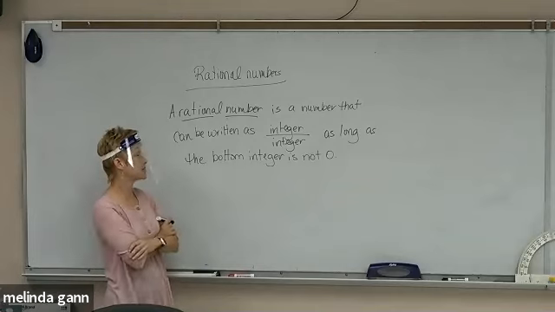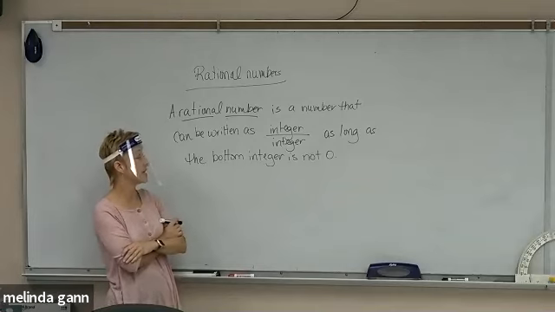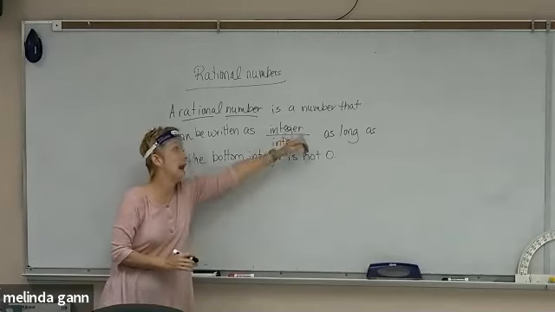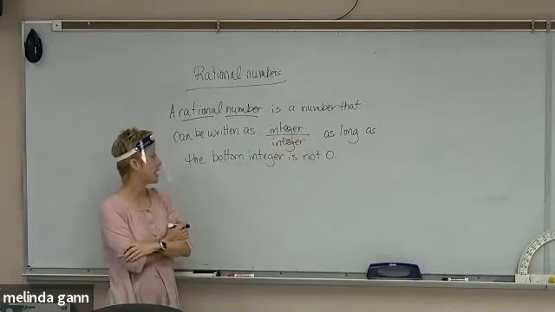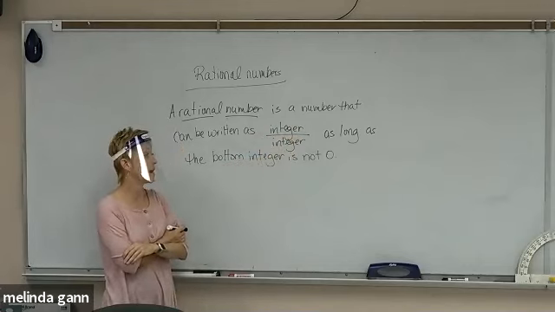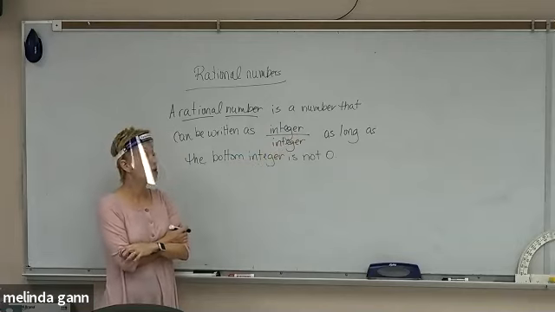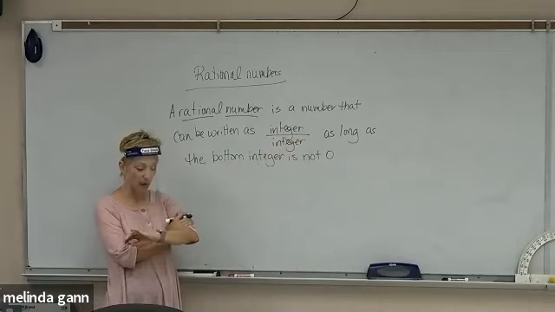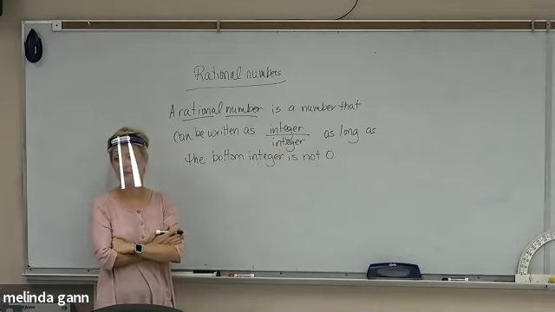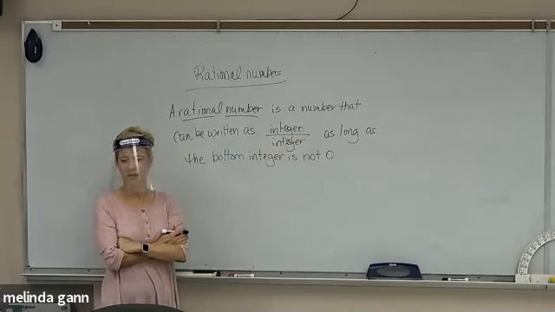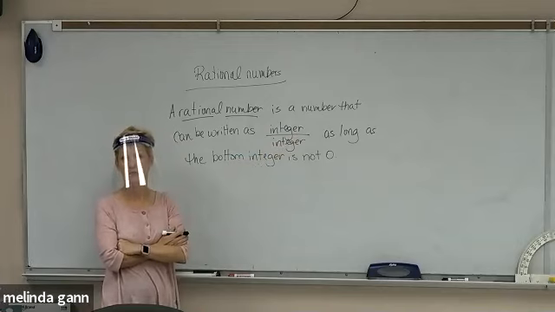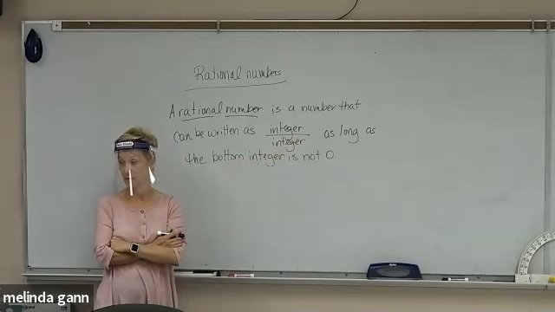All right, so a rational number is a number that can be written as an integer divided by another integer, as long as the bottom integer is not what? 0. Now, the way that a lot of math books write it, they write the same thing, it just looks kind of symbolic. Because like I said, mathematicians tend to like symbols more than words sometimes.